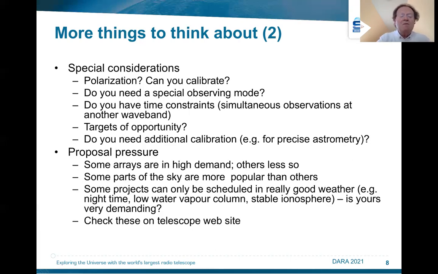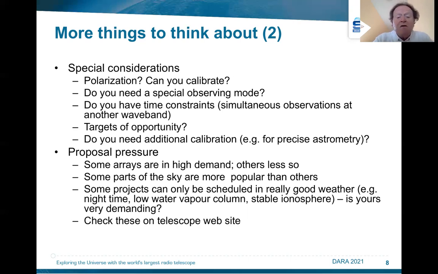And then finally, some special considerations depending on the type of observation that you have in mind. One is calibration for polarization, which isn't always included in the standard procedures. You need to work out whether you can calibrate the polarization accurately. That sometimes requires extra calibrations and an extended observation. You might want to look at a special observing mode, high time resolution, or solar or something like that. So that has its own considerations.